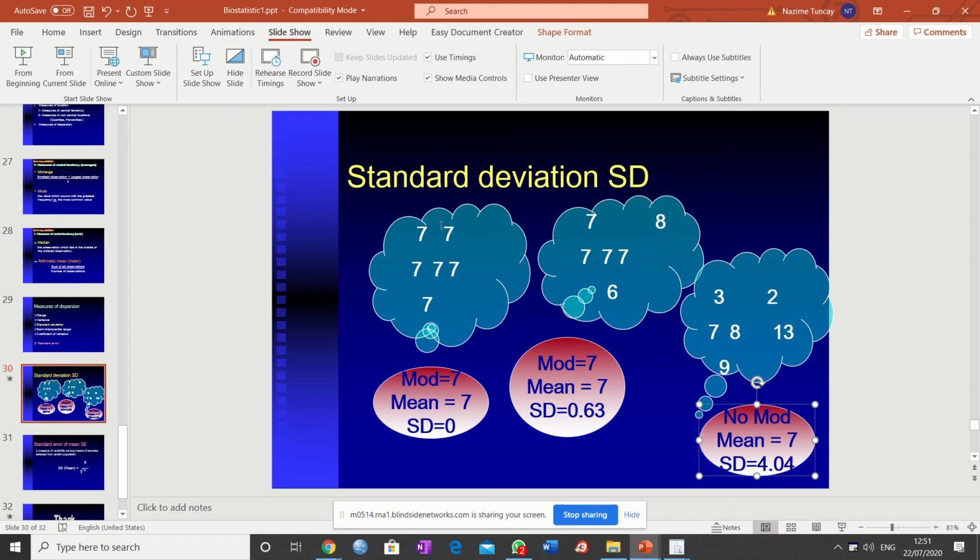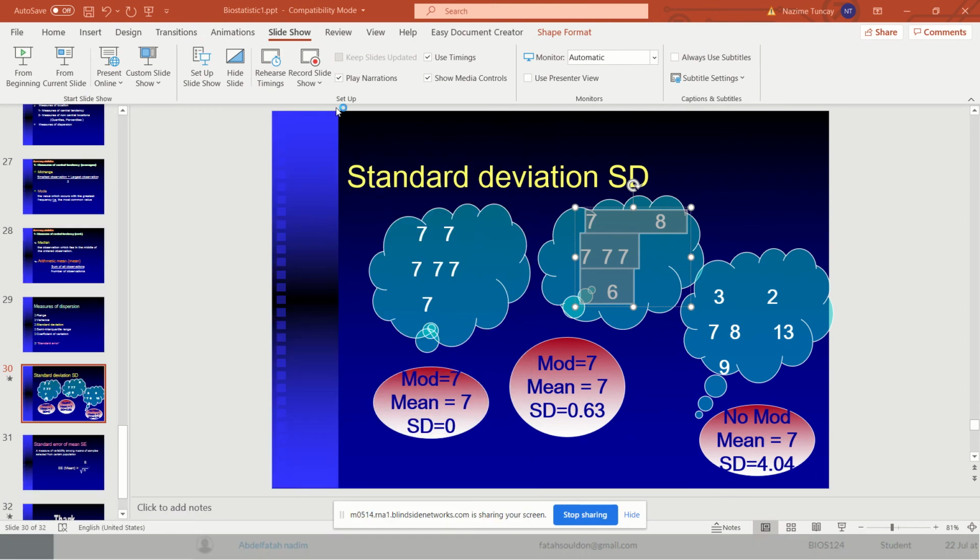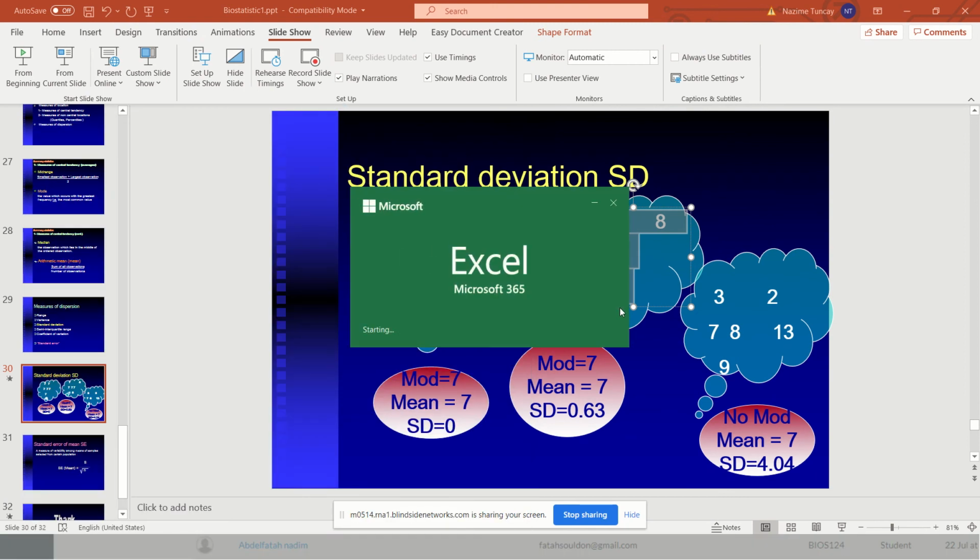But what is the mean? The mean is when we add these numbers and divide: 1, 2, 3, 4, 5, 6, so we have 6 values here. Add these numbers and divide by 6, and you will have a mean of 7. This mean is the arithmetic mean. To find the mean, you have to add these 7s, 8s, and all these values. Excel is a perfect statistical tool that you can always use for calculation.